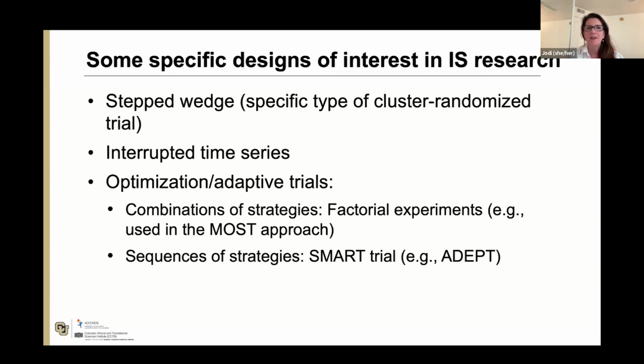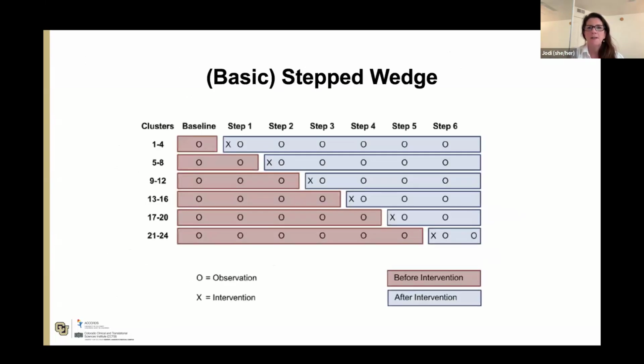So some specific designs of interest in implementation science research that I'm going to go through for you to contemplate. We're not going to go through in depth, but they are a stepped wedge design, interrupted time series, and then optimization adaptive trial. So these are some that might fit for what you want to do. A stepped wedge design is where you randomize on which sites get the intervention through time. So you randomize on the time exposure.